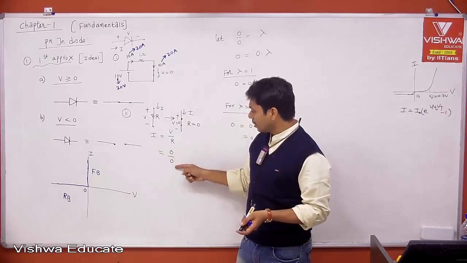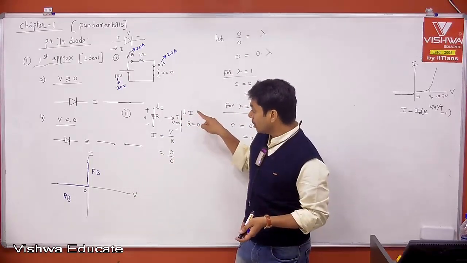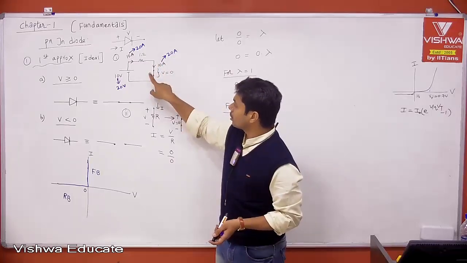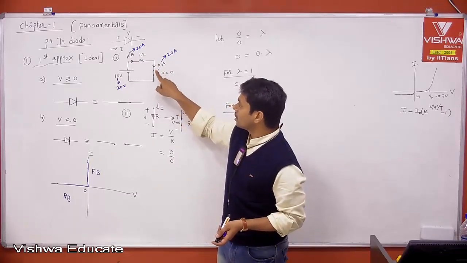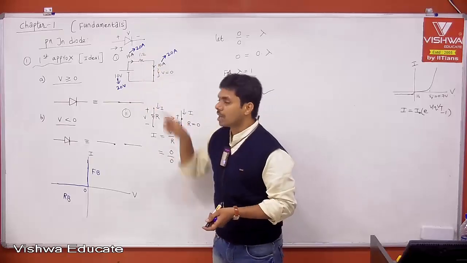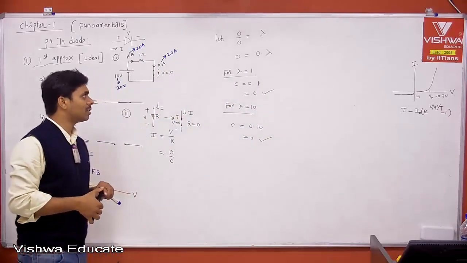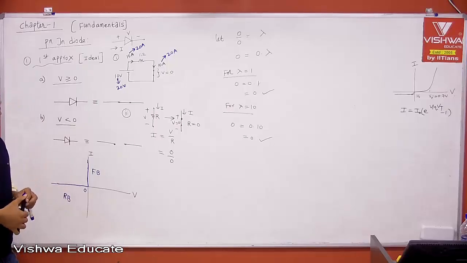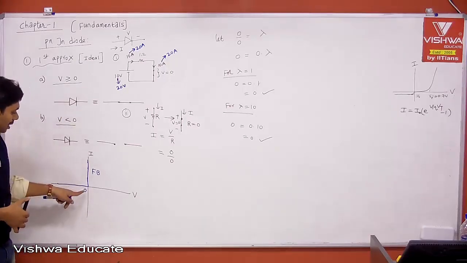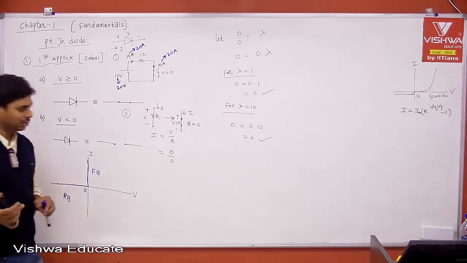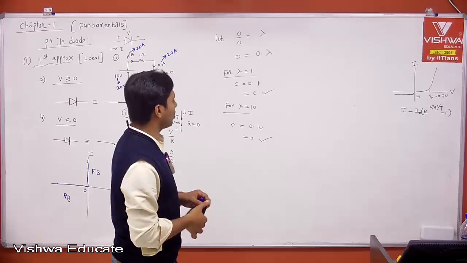Therefore, when I say 0 by 0, it means the current can be anything, but the current is defined. The current can be anything. Even though resistance is 0 and voltage is 0, the current is defined by the external parameters which are there in the circuit. I hope everybody understood this point. Therefore, 0 by 0 has infinity solutions. We don't know what to pick, but the circuit decides. Similarly, for voltage 0, the current can be anything. That is the meaning of it. Take this. Then I'll go to second approximation.